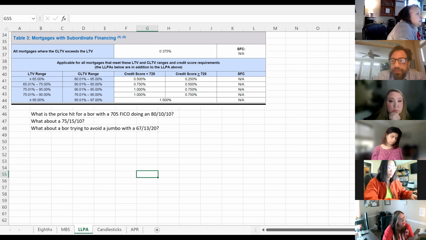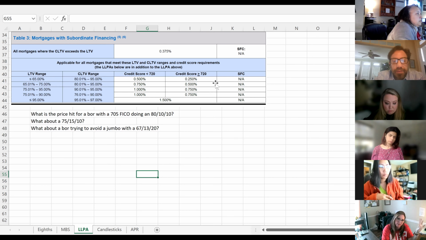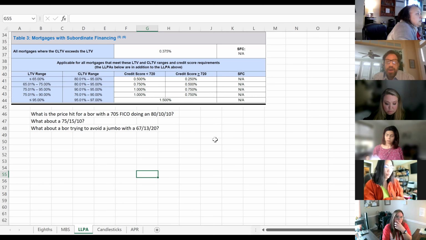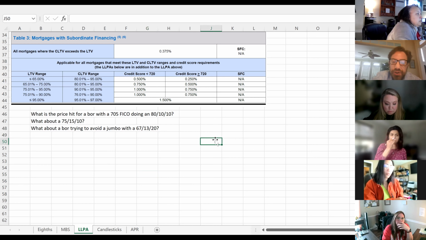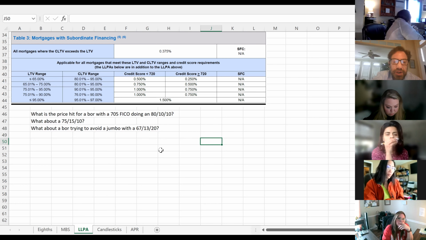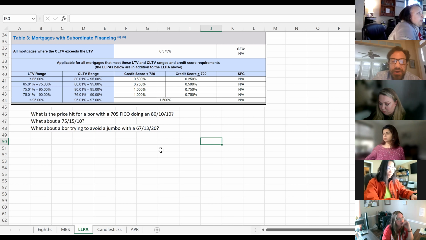Is that standard for every lender, or will that change based upon whatever the lender wants, that 0.375 point? That's an excellent question. These charts, all three that we've looked at on this sheet, are from Fannie Mae. They're Fannie Mae loan level price adjustments. And as you can imagine, Fannie's little brother, Freddie, has been a copycat and done exactly the same thing.